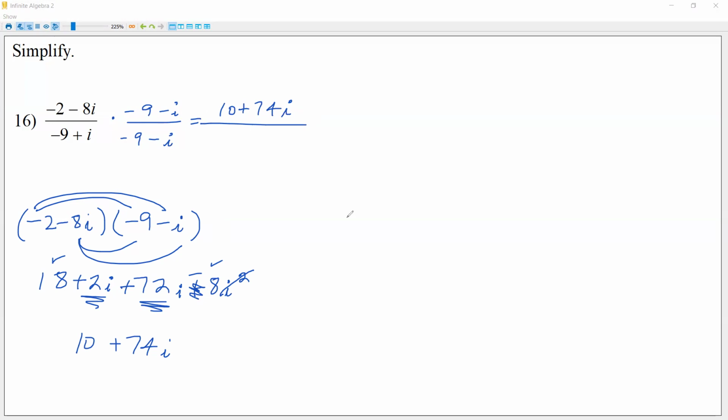All right, in the bottom, let's do that. So we've got -9 plus i times -9 minus i. Remember, the whole point of doing this is to get rid of the i in the denominator. So when I get my answer here, it should just be a number. So let's see if we can get that. Negative times negative is positive 81. Negative times negative is positive 9, and that is 9i because there's one i on the -9 and the negative i.